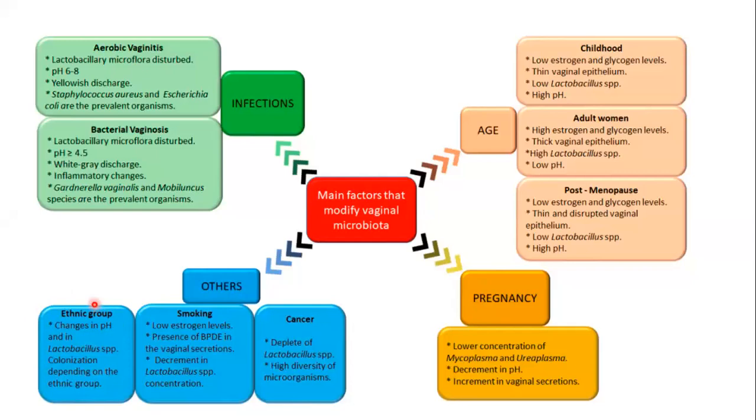Others, as I mentioned, are the ethnic groups, and these have been found in various studies, and again, they're out there in journals. So if that's an area of interest you'd like to look upon or research, it's an interesting field. Smoking, because of its interaction with the hormonal profile, tends to also affect the vaginal microbiota. And then cancers, particularly cancers in the genitourinary tract, will also affect the profile of the normal flora that you find at that site.